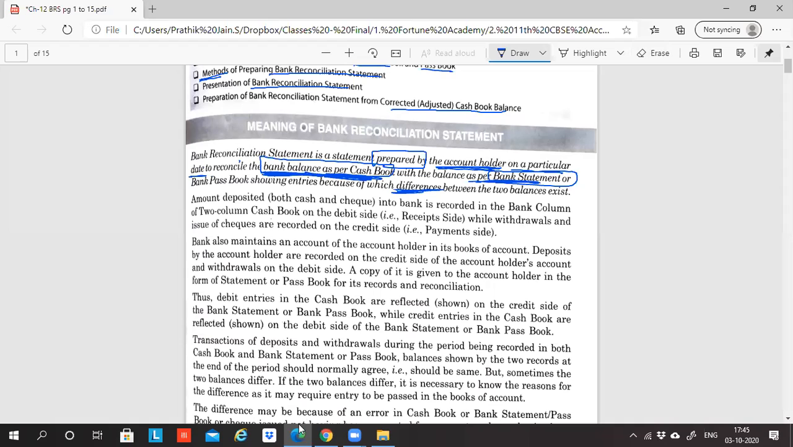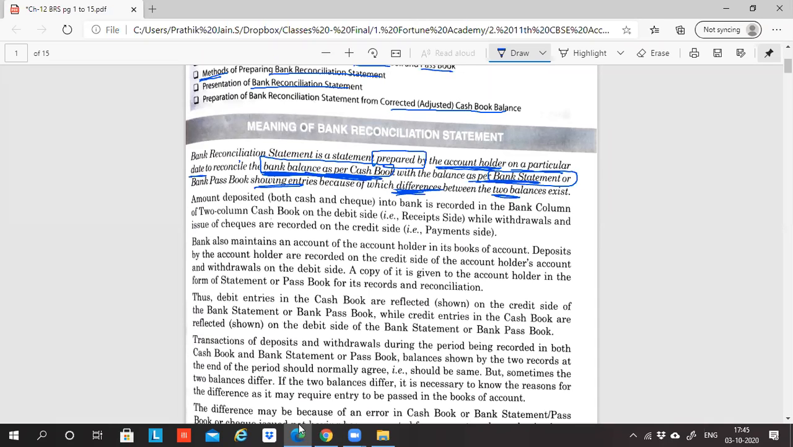I repeat the story. Bank reconciliation statement is a statement prepared by the account holder, that is the owner of the business or the accountant of a business, on a particular date. For what? To reconcile the bank balance as per our books with the bank statement, which is showing the difference between the two balances. My cash book is showing one balance, my bank statement is showing another balance, right? There is a difference between both. So to resolve the difference, we prepare a statement called bank reconciliation statement, right?